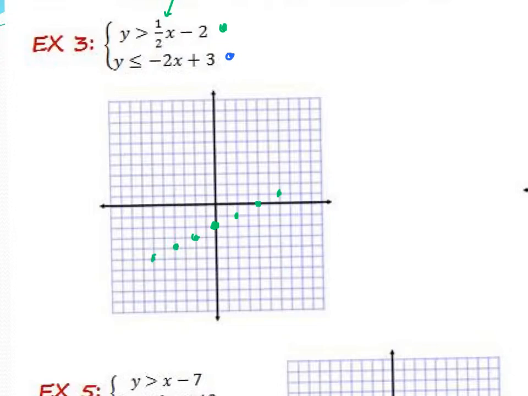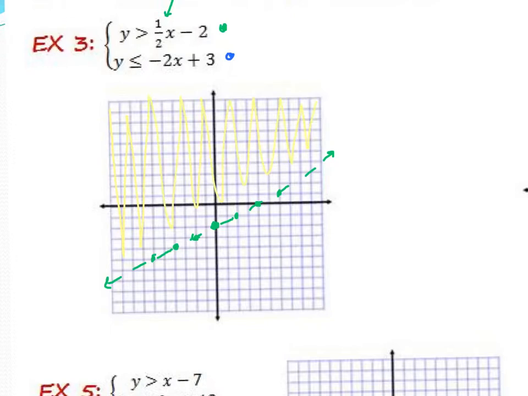Now I notice this inequality is greater than. It's not equal to, so I'm going to draw a dashed line through those points. Greater than is going to represent anything that's above, so anything above this green line. I'm going to shade that above there in yellow.